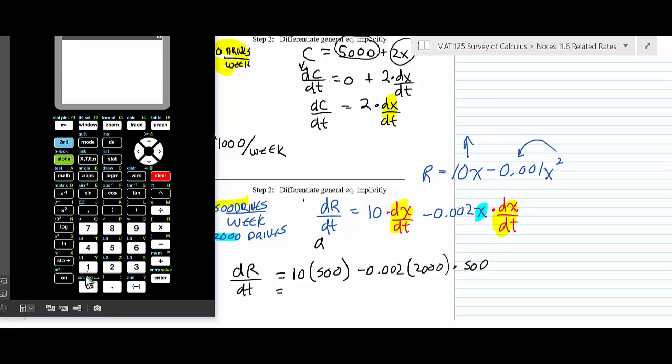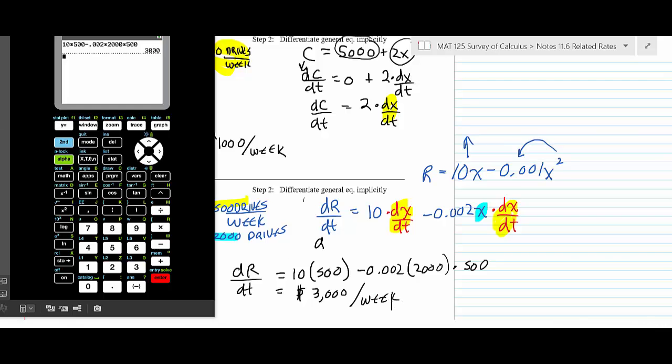Okay, so I'll just do all in one step here. 10 times 500, of course, is 5,000. And then we have minus 0.002 times 2,000, and then times 500. And let's see what we get there. Okay, so we get a positive number, so that means the revenue is increasing at $3,000 per week.